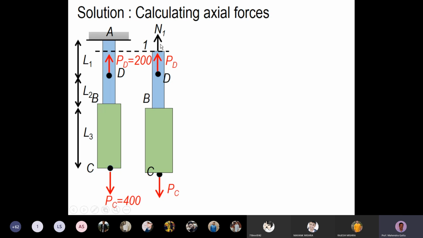If you do the force balance, N1 will be PC minus PD. So PC minus PD means 200 minus 400, which is a value of minus 200. What does this show? Minus 200 means it is actually a compressive force. So this member AD will be subjected to compression throughout the length of the bar. So that is N1.